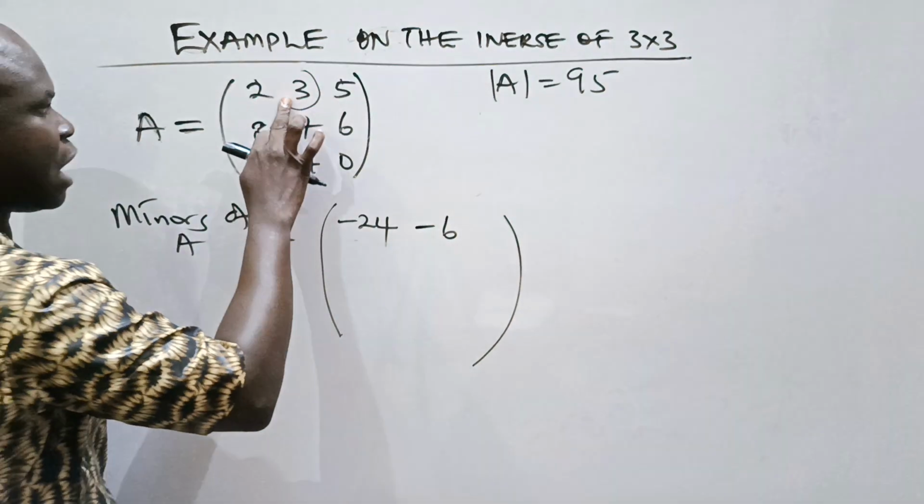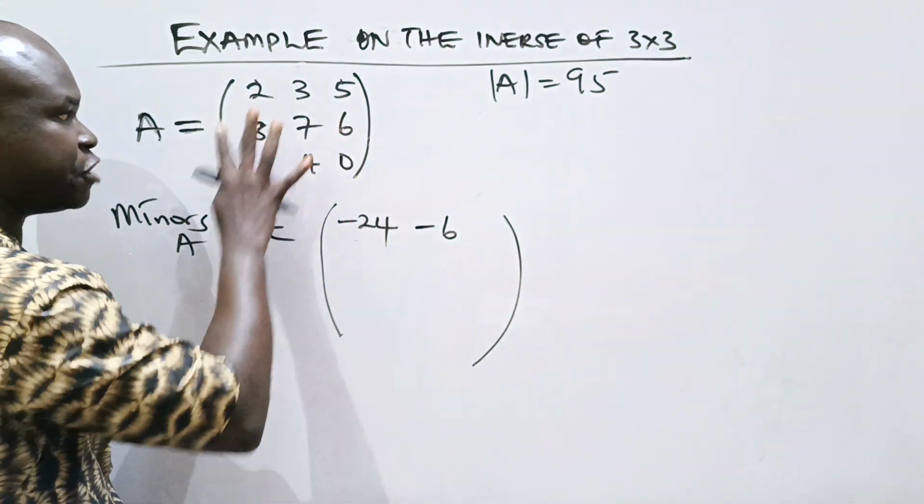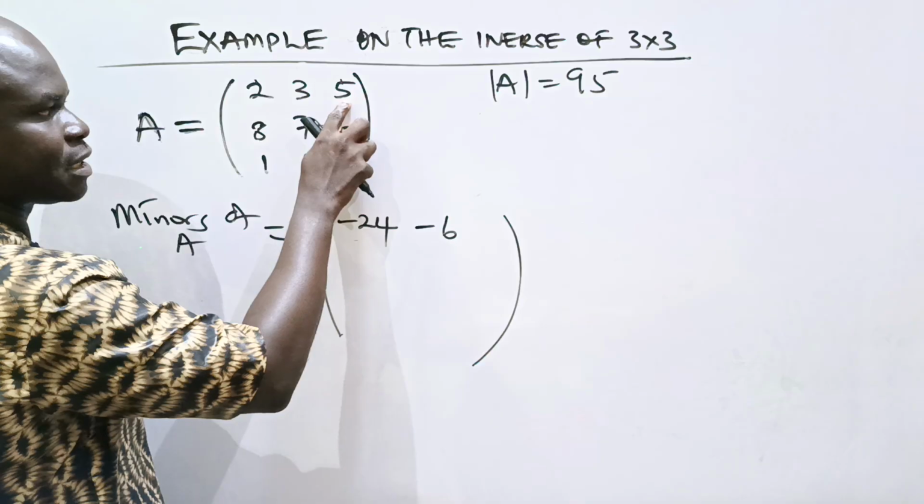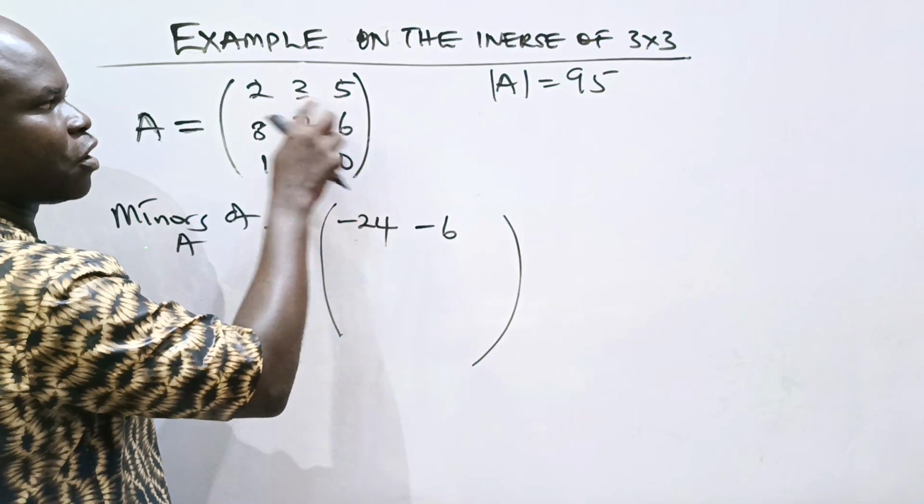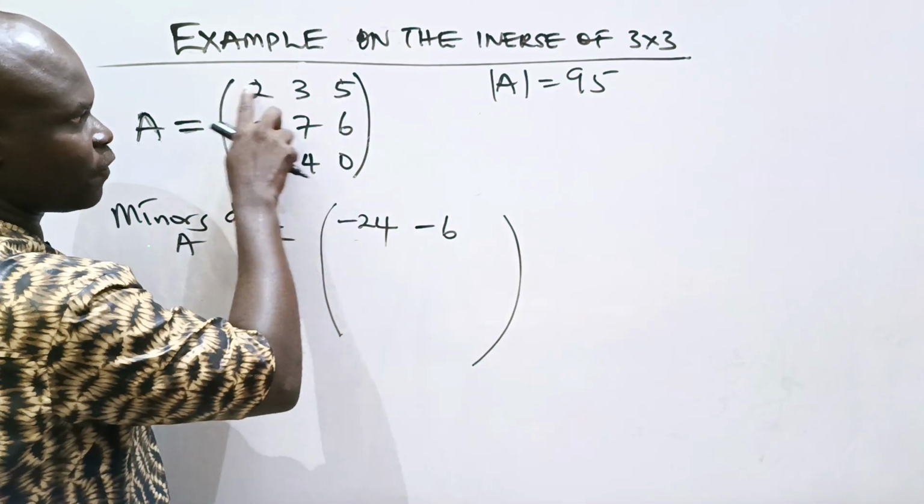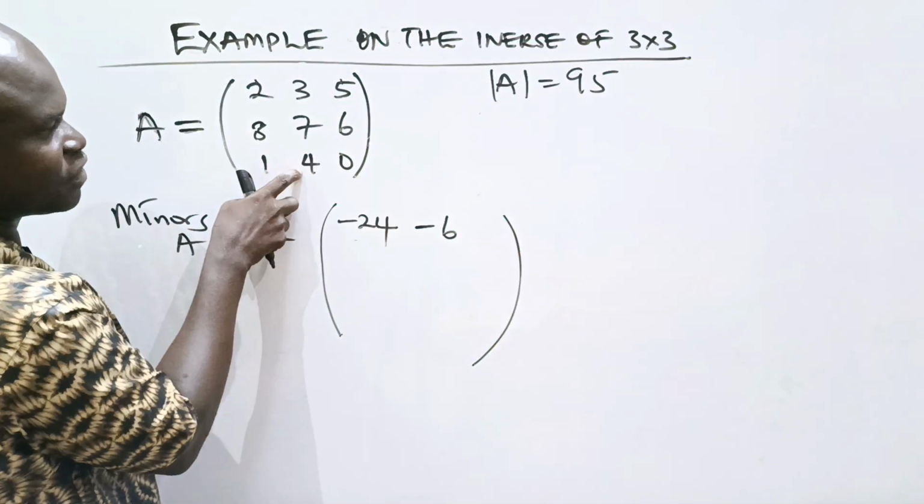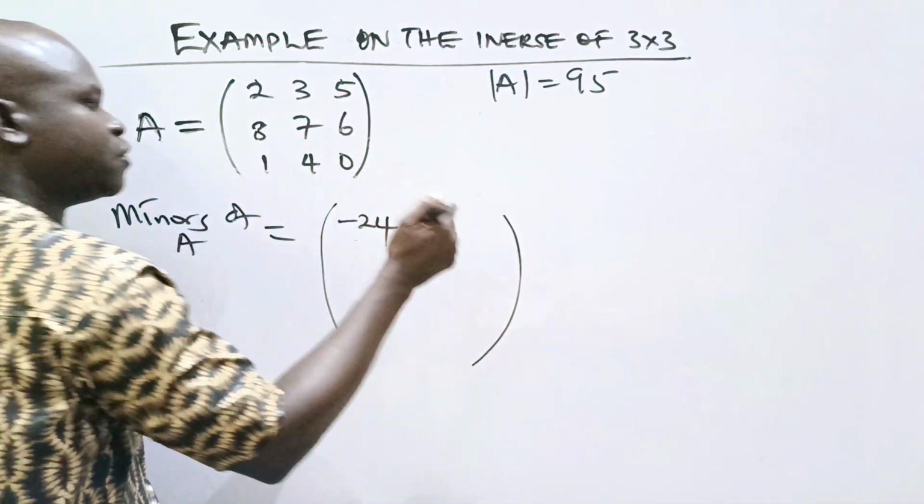Then I will repeat the process for each of these entries. For the last entry, first row, last column, I will have 8 times 4, 32, minus 7, that's 25.